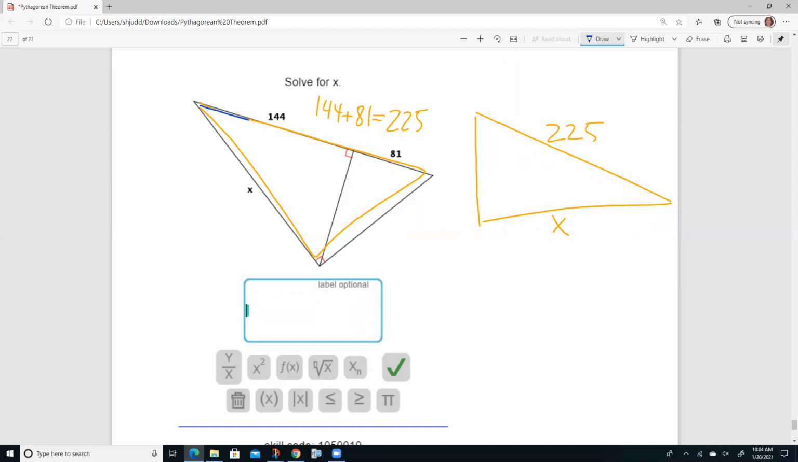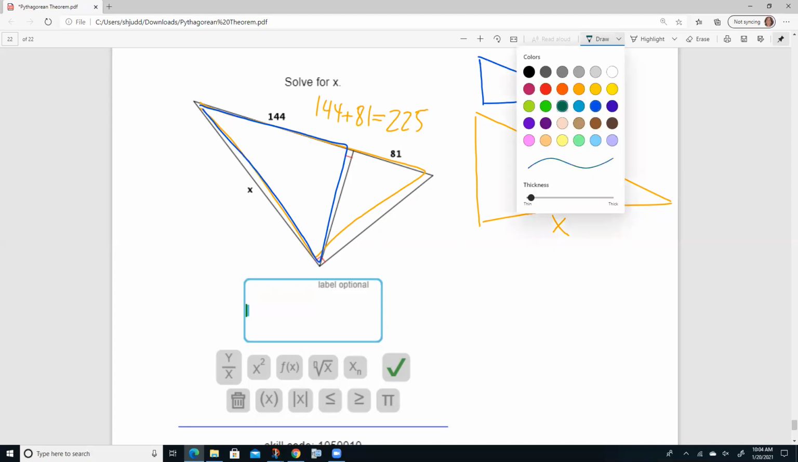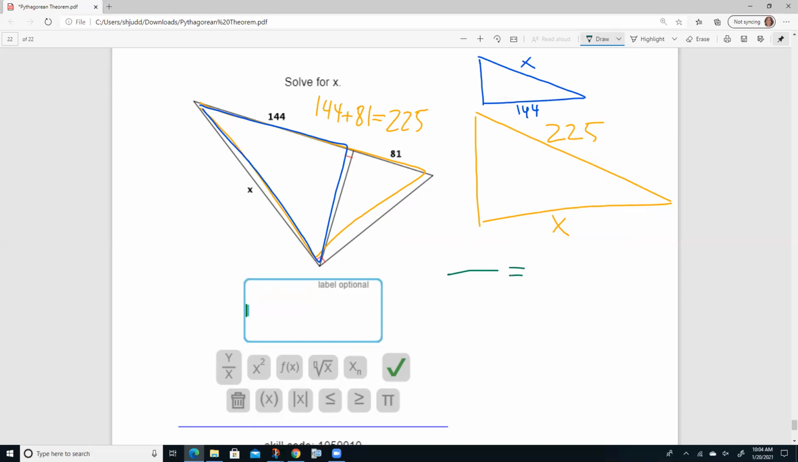And then I'm going to look at my medium-sized triangle. Now I know my long leg here is 144, and my hypotenuse here is x. Okay, I can set up a ratio in order to solve with just those two triangles, so I'm not even going to bother making my little triangle. So I'm going to start with 225 over x. 225 is the hypotenuse. That corresponds to x. So I'm going to write down x. x is the long leg in terms of this ratio and corresponds to 144.